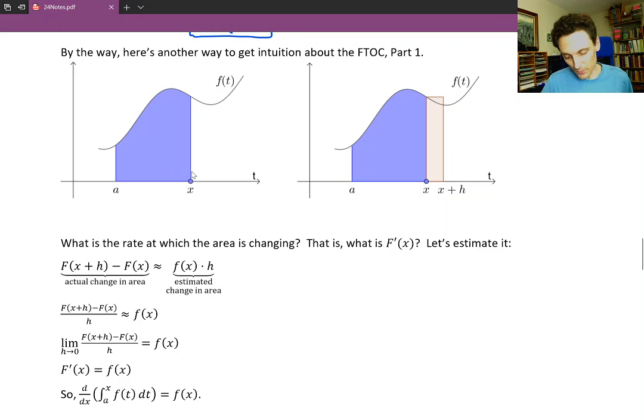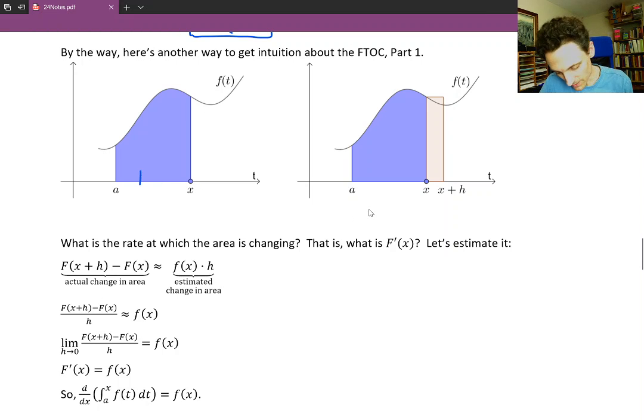So on the left side we've got this function f of t. This is graphed on a coordinate system where the x-axis is t, the y-axis is the function values. So we've got this random function here, f of t. And this is little f of t. And we're looking at the area under that curve from t equals a to t equals x.